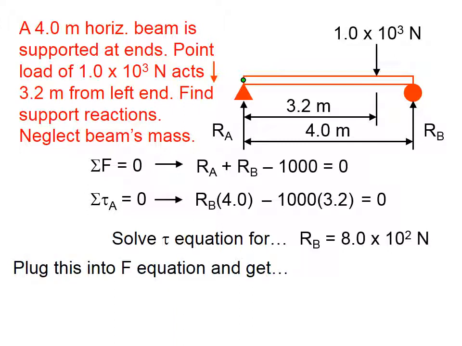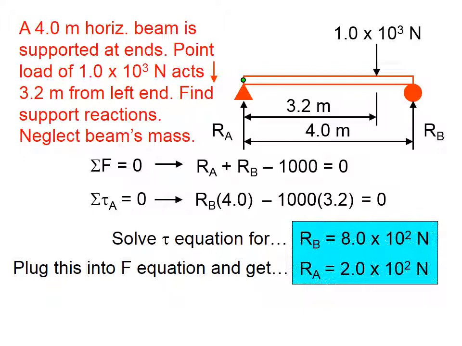Then we're going to plug that 800 newtons into the first equation, the force equation, so that we'll get RA plus 800 minus 1000 equals 0. Well, clearly RA is going to be about 200 newtons.